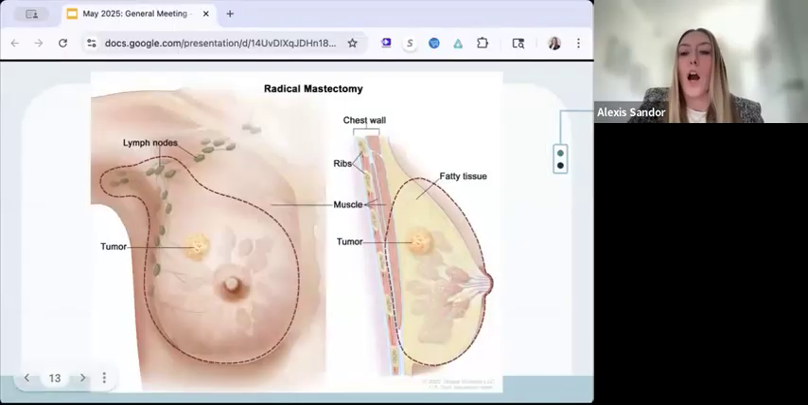So this is just a photo of a radical mastectomy. So you can see here in this circled on the right side, they are taking part of the chest wall there in the muscle.